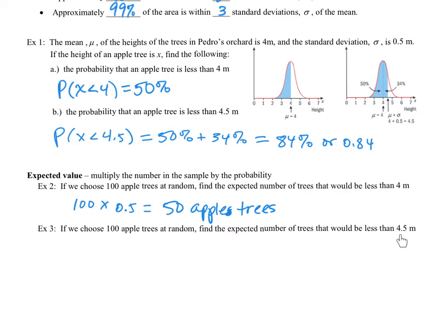Example 3 says, if we choose 100 apple trees at random, find the expected number of trees that would be less than 4.5. So we found that probability up here. The probability of a tree being less than 4.5 was 84%. So we'll take those 100 trees and multiply it by the probability of being less than 4.5 meters, and that turns out to be 84 apple trees.